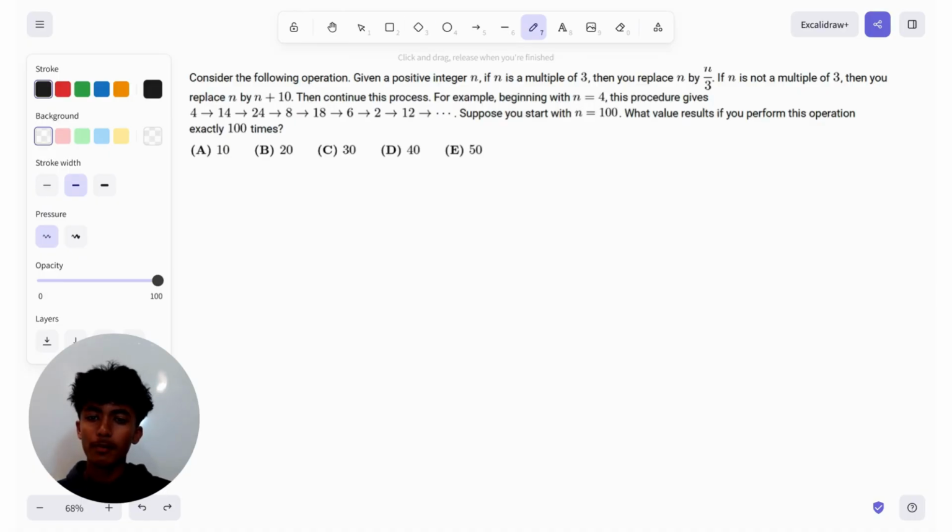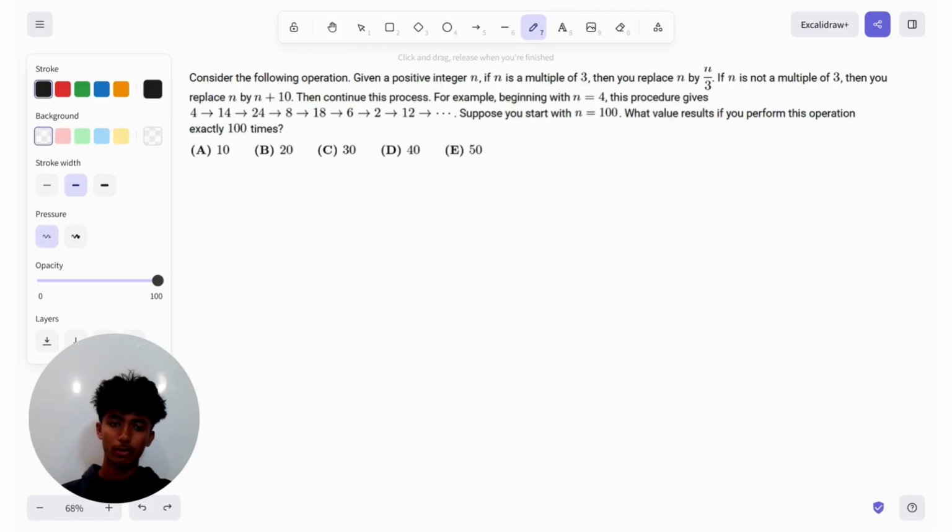So we are given the problem. Considering the following operation, if we are given a positive integer n, and if n is a multiple of 3, then we replace n by n over 3. If n isn't a multiple of 3, then we replace n by n plus 10. We continue this process. For example, if we start with n equals 4, we get the following procedure.